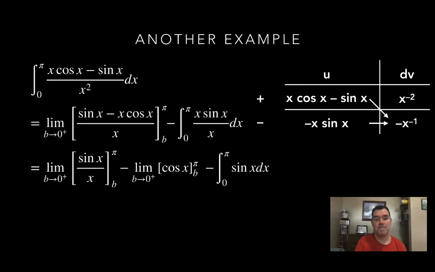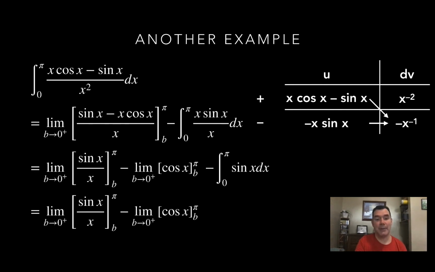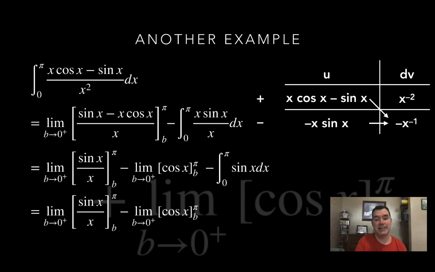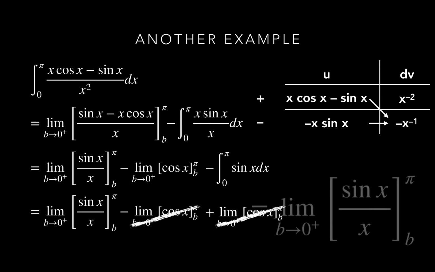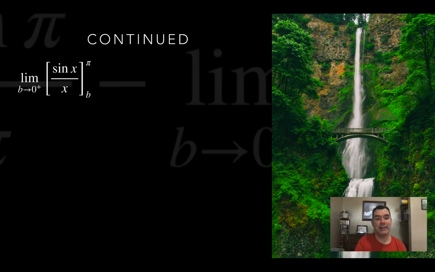All right. And now I still have that integral at the end, which is x sine x over x. I just simplified that to be sine x dx. All right, I'm going to copy those first two terms and find the antiderivative of that, which is just cosine. I'm taking the limit from b to pi. All right, so let's continue on. I have the limit as b goes to 0 of sine x over x. I'm taking that limit from b to pi.